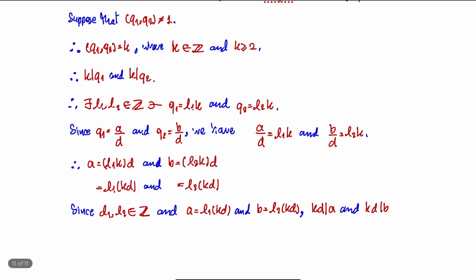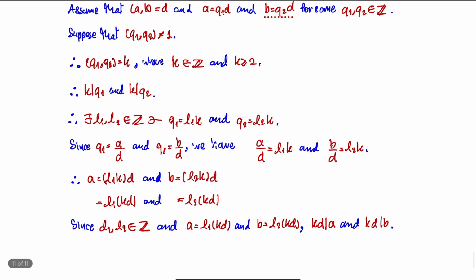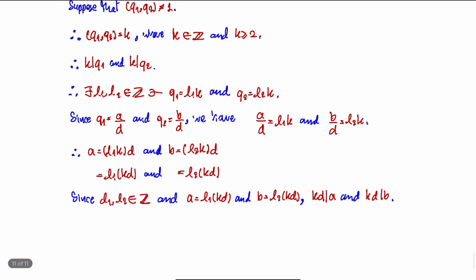Well, what do we have next? That means that we have a new divisor, right? So K times D is a divisor of A and B right now. Now, what happens next? What is K?